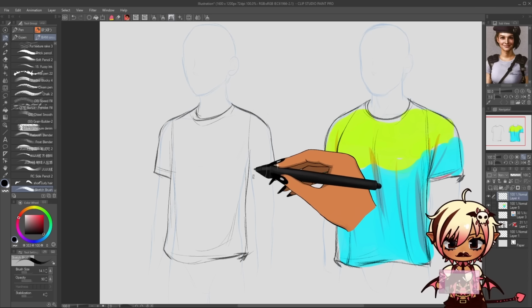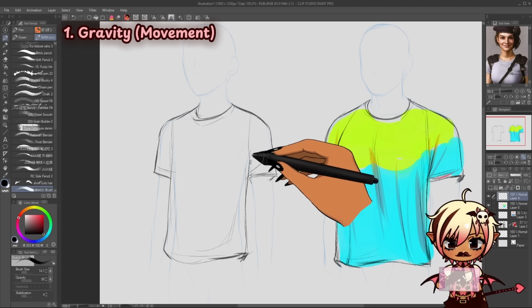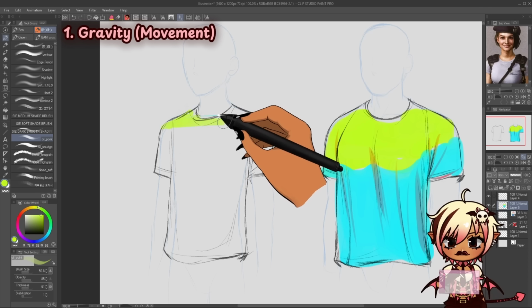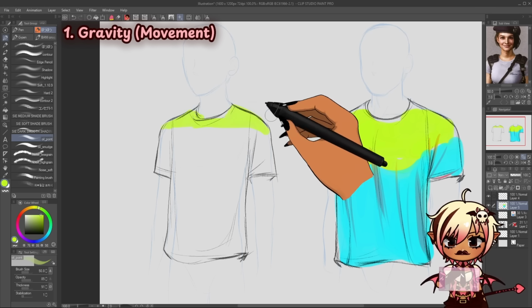Simple, right? Let's go over the process again. Step 1. Think of the movement or gravity. Is your character doing an action pose? Where's the center of gravity? Is there strong wind going on?